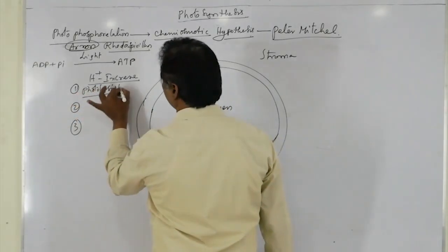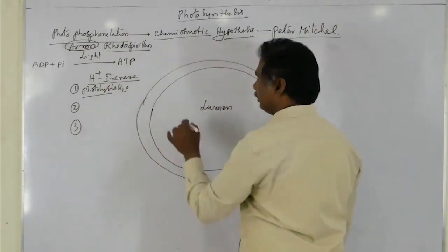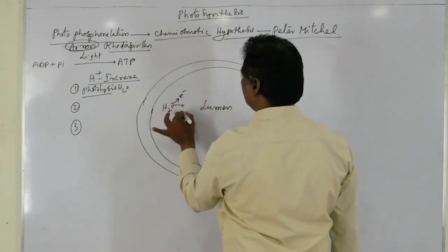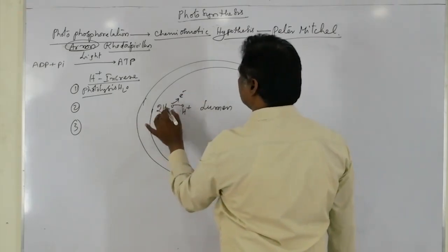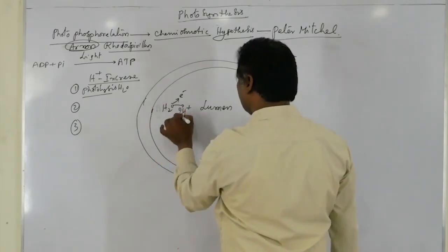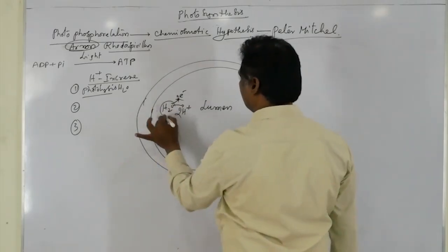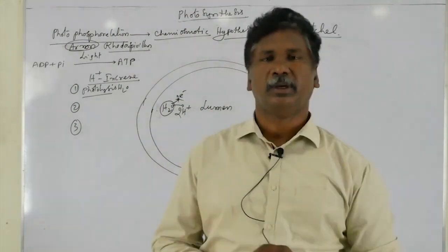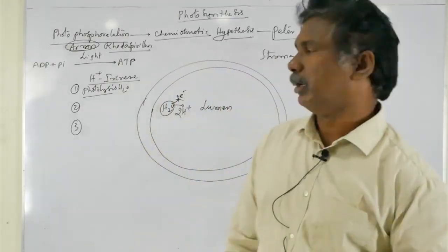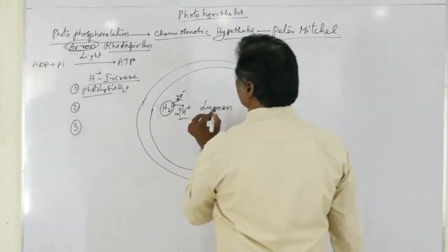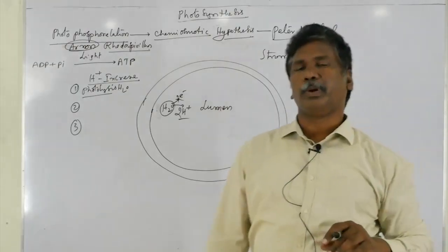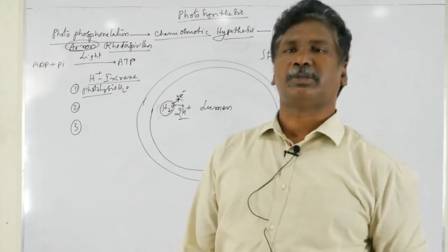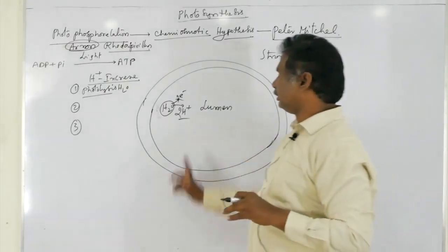The photolysis of water takes place within the lumen of the thylakoids. Inside the lumen, the water molecule dissociates into electrons and protons, that is, two electrons and two protons, consequently releasing oxygen. Every water molecule provides two protons directly into the lumen. That is the first event for accumulation of protons within the lumen.